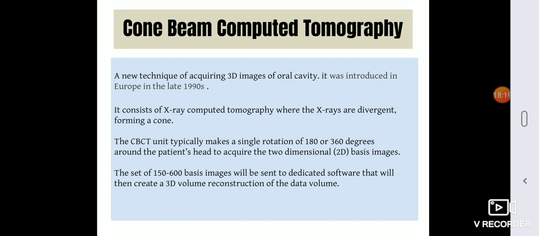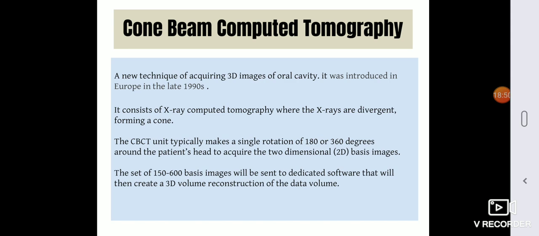IOPAs, etc. Now, this consists of an X-ray computed tomography where the X-rays are divergent, forming a cone, and hence the name. The CBCT unit typically makes a single rotation of 180 or 360 degrees around the patient's head to acquire a two-dimensional image. Now, these images are known as basis images, and this system has a shorter scan time, a lower cost, and a lower radiation dosage.